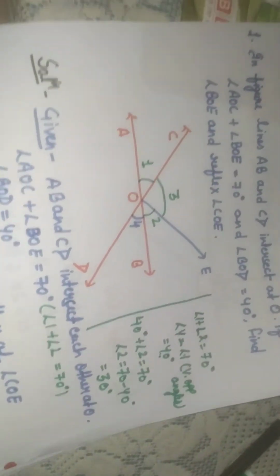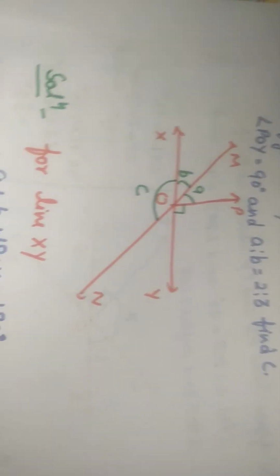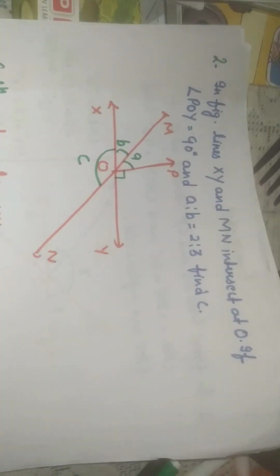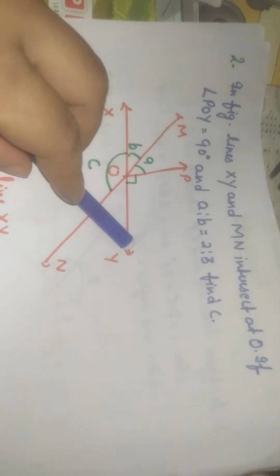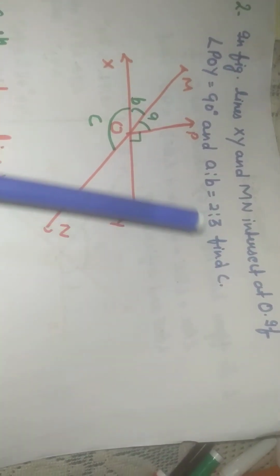Understood? Now look at question number 2. In the figure, lines XY and MN intersect at O. You have to look at the figure first. Two lines are here, XY and MN, intersecting each other at O. That P is a different line. Then they are saying that angle POY is equal to 90 degrees. It means it is perpendicular to the line XY. Angles A and B, their ratio is given, that is 2:3. Find angle C.